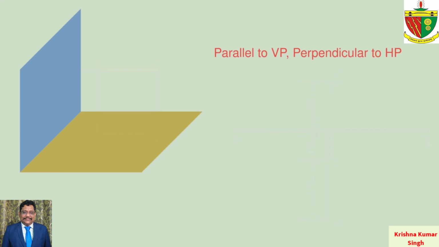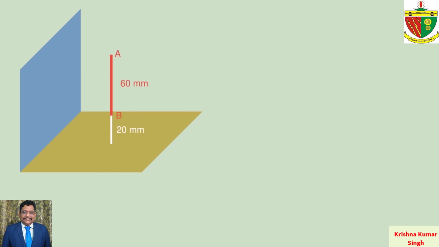Let's solve a problem on the second case, the line parallel to VP and perpendicular to HP. A 60 mm long line AB has its end B at a distance of 20 mm above HP. The line is perpendicular to HP and 40 mm in front of the VP. Draw its projections. The top view projected on HP looks like a simple dot and the front view of the line is displayed as it is on the VP.